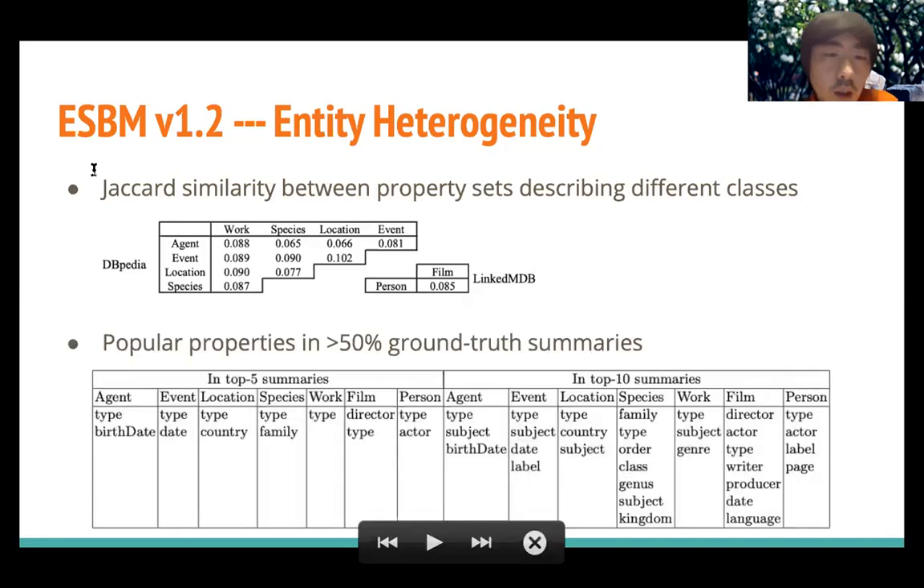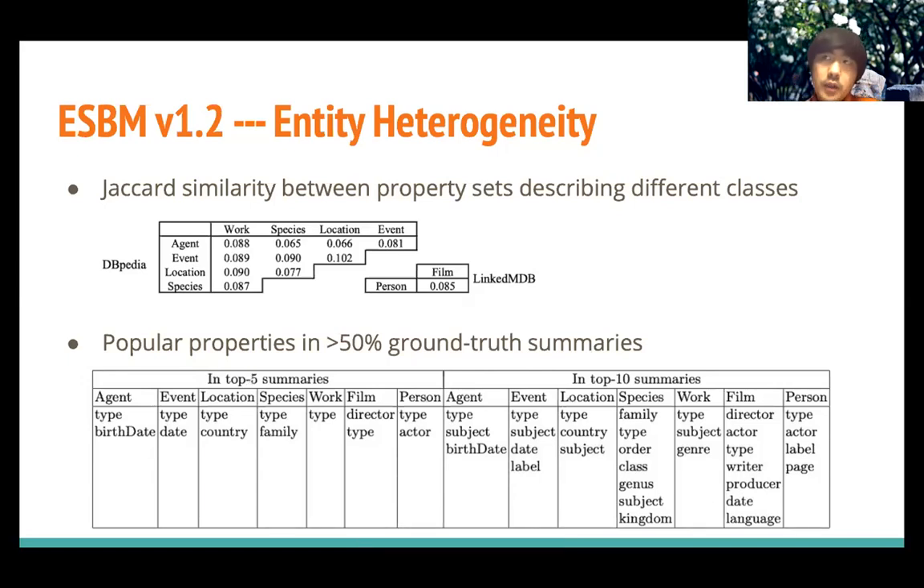And we also find that people have very different opinions, because if we look at the ground truth summaries, we can see that usually only one or two properties are popular in more than half of the ground truth summaries. Which means, in the top 5 summary, there are 5 triples, but only 2 properties are widely accepted by most human experts. So people have different opinions.